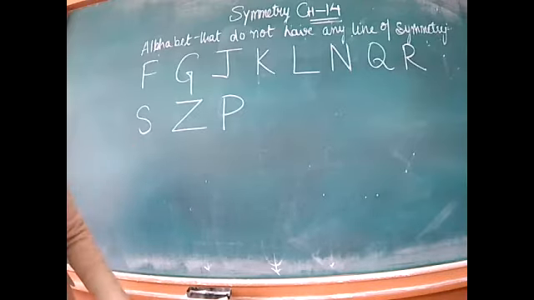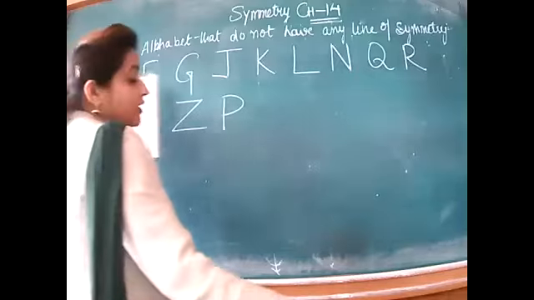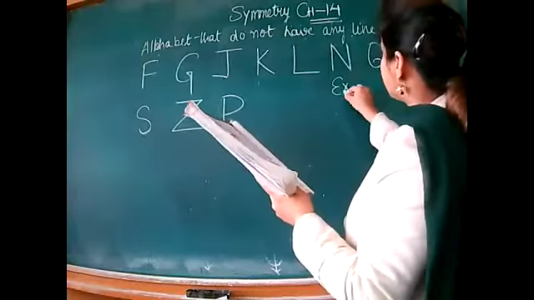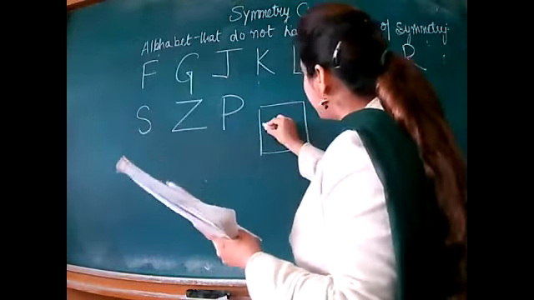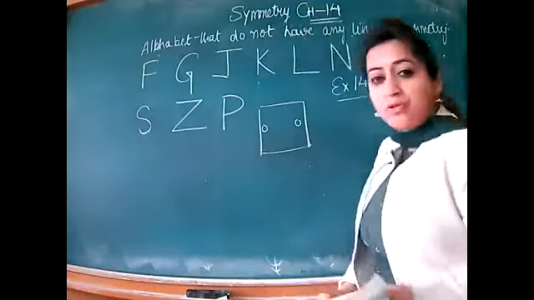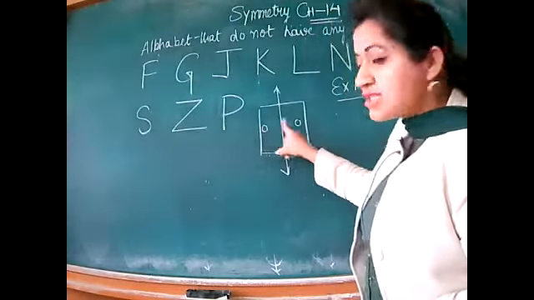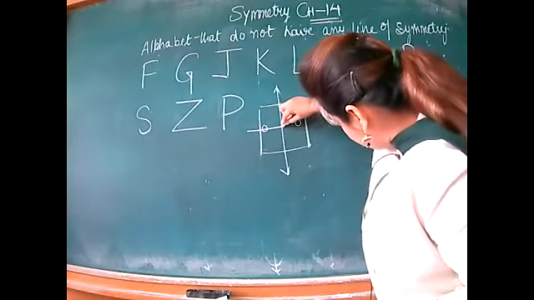Yes, any doubt in this topic? Any doubt, beta? Okay, now let's start with exercise 14.1. First question. There are many figures given in the book, so I am discussing one or two and the remaining you will do. One square is given and there are 2 small circles. You have to draw the line of symmetry for this. If you draw the line of symmetry like this, then these 2 circles will overlap each other. In the same manner, you can draw the line of symmetry like this.